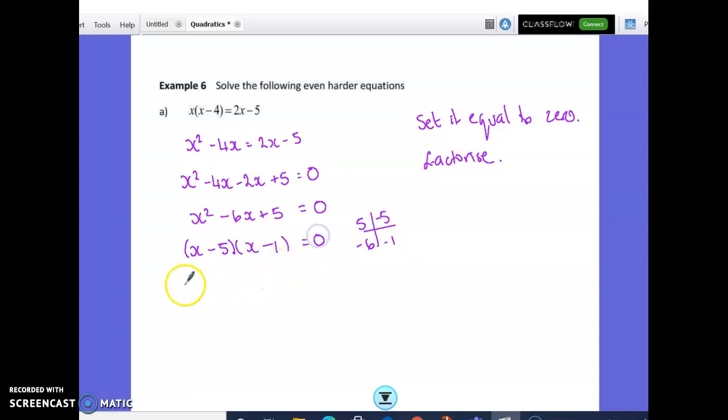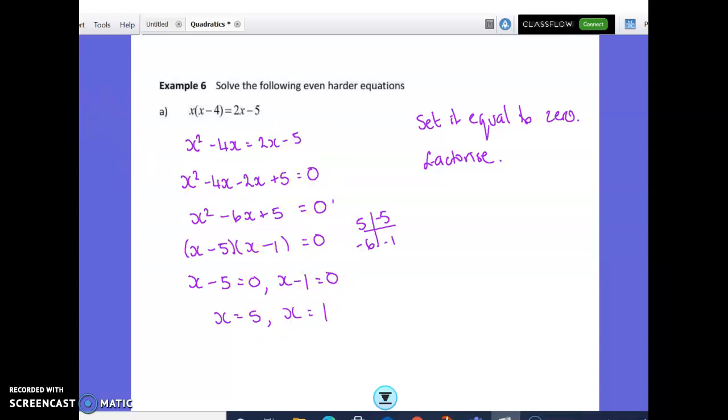That's equal to 0. Separate out my brackets. x minus 5 equals 0, x minus 1 equals 0. So x equals 5, or x equals 1. Okay. Once we've got it to this point here, there's nothing new on the work we did last day. But we do need to remember to do this wee bit first where we have to rearrange it.